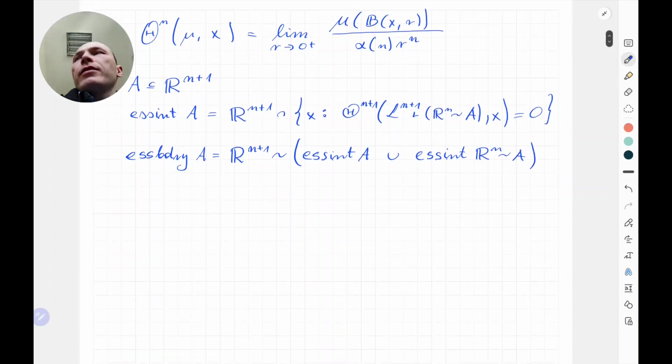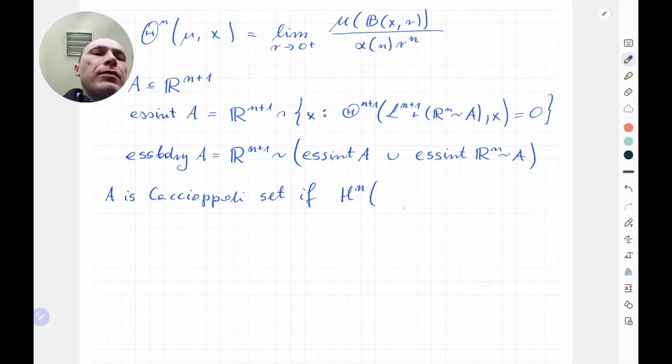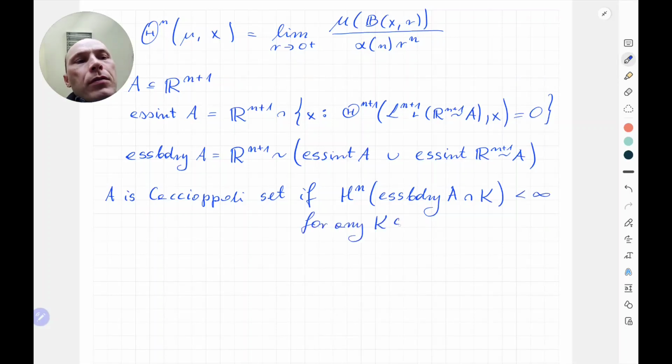Now having that, we can say when A is a GAPPF set. A is a GAPPF set if the n-dimensional measure of the essential boundary is finite. Actually, I should define it locally, so it's finite for any compact set.